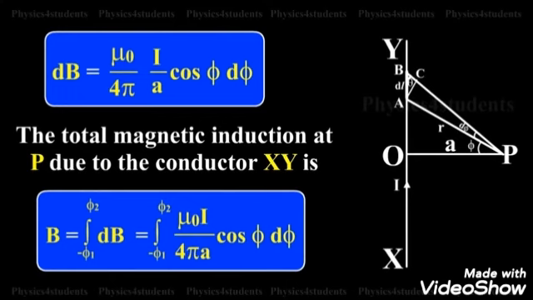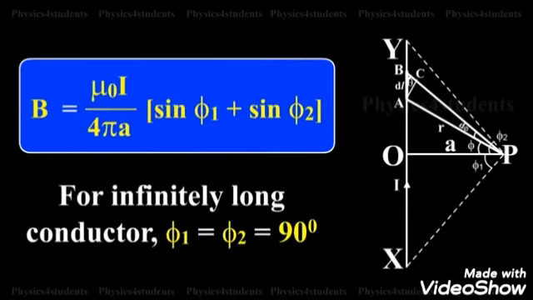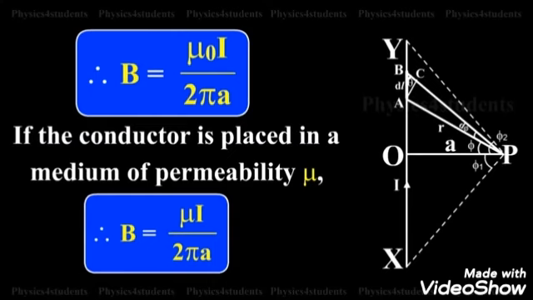The total magnetic induction at P due to the conductor XY is B is equal to integration from minus phi 1 to phi 2 of dB. It is equal to integration from minus phi 1 to phi 2 of mu naught I by 4 pi a cos phi d phi. B is equal to mu naught I by 4 pi a, sin phi 1 plus sin phi 2. For infinitely long conductor, phi 1 is equal to phi 2 is equal to 90 degree. Therefore, B is equal to mu naught I by 2 pi a. If the conductor is placed in a medium of permeability mu, then B is equal to mu I by 2 pi a.